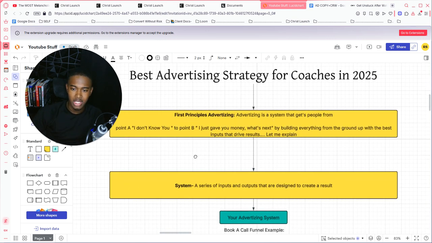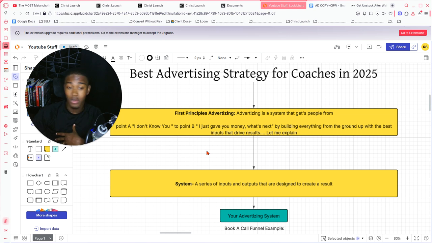Now, what I call this, I'm coining the term, I haven't heard anybody else use this, but I'm calling it first principles advertising. Advertising is a system that gets people from point A, which is I don't know you, to point B, I just gave you money, what's next? By building everything from the ground up with the best inputs that drive the results.